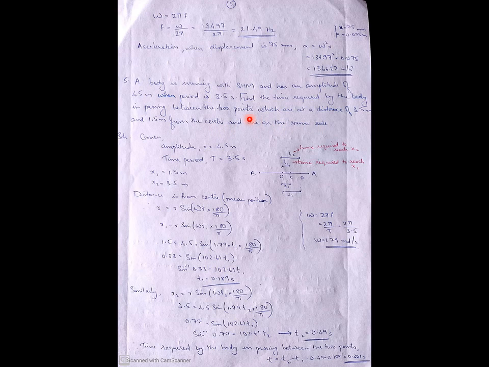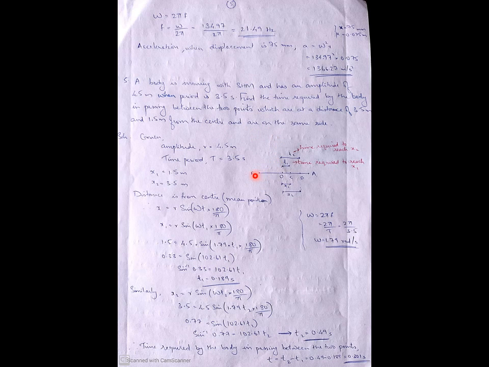Okay, so this seems to be a different question. Initially, what is given? Amplitude r equals 4.5 meter. Period capital T equals 3.5 seconds. Now we need to find the time required by the body in passing between the 2 points which are at a distance of 3.5 meter and 1.5 meter from the center, measured from the center and on the same side. So it is better to draw a figure.